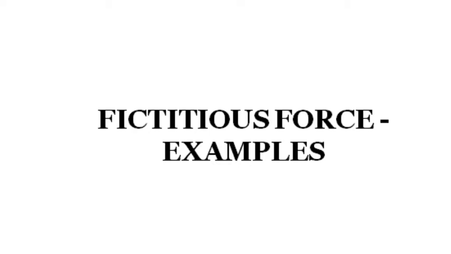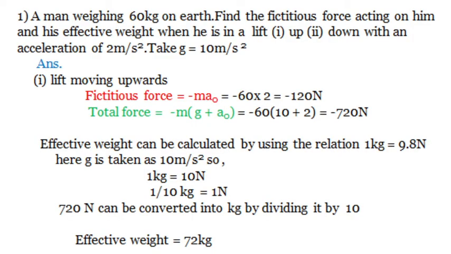So the first question is: a man weighing 60 kg on earth, find the fictitious force acting on him and his effective weight when he is in a lift. First case, the lift moves in the upward direction, and second case, the downward direction, with an acceleration of 2 meter per second square. Here they have given that g should be taken as 10 meter per second square.